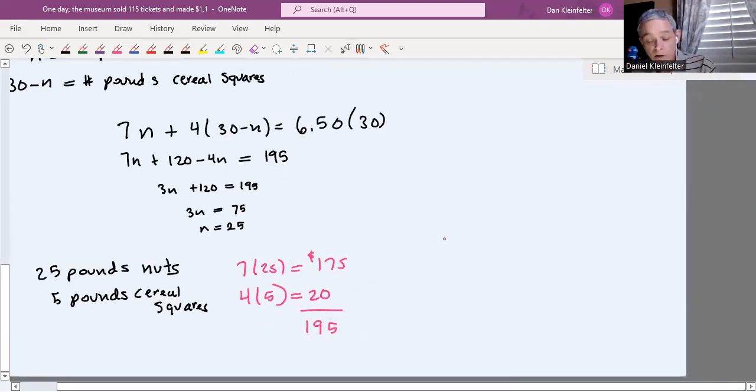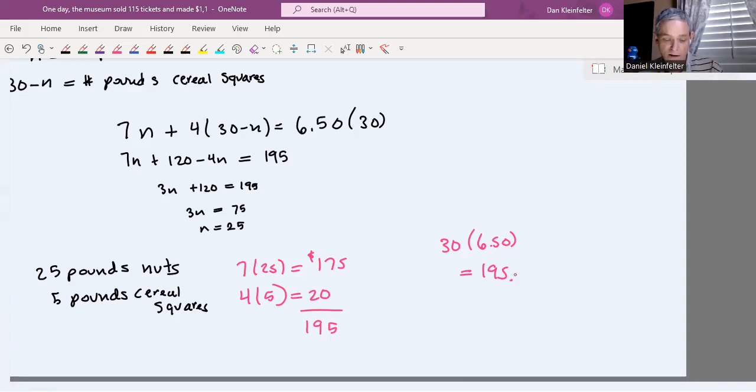And so we need to make sure that that is the same as 30 times 6.50. He's going to sell all 30 pounds for $6.50 a pound. And 30 times 6.50 is 195, which is what we need. Of course, realistically, he's not going to sell the mix for exactly what he bought it for because he's not making any profit, but this is how the problem goes.